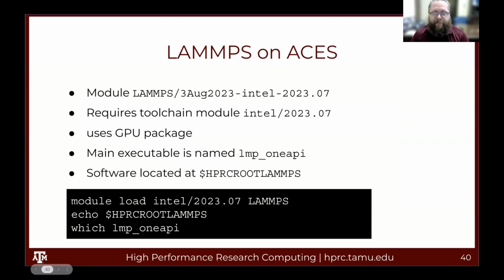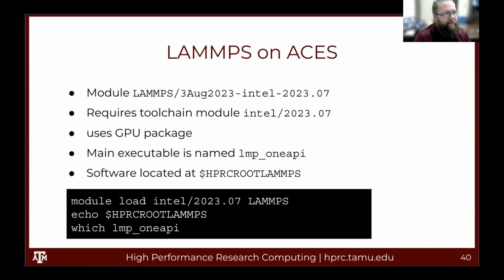On ACES, we provide a build of LAMMPS that's compatible with the Intel GPUs, and I have put it in a module. That is the lammps module, which has the version named 3Aug2023-intel-2023.07. Here the first phrase, 3Aug2023, refers to the build of LAMMPS itself. That is a release of LAMMPS from that time.